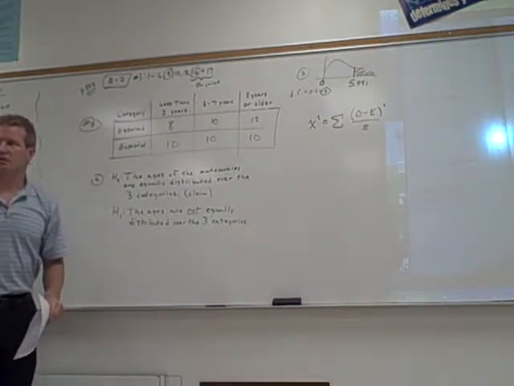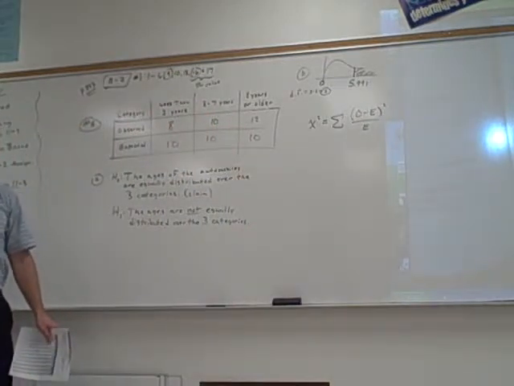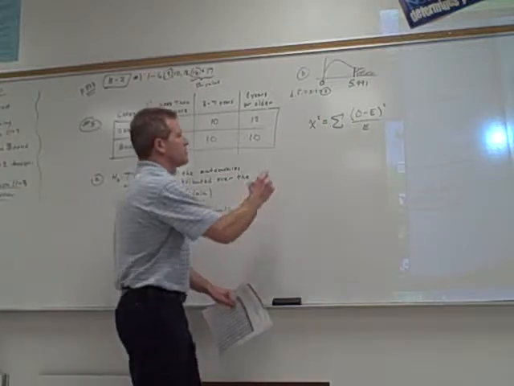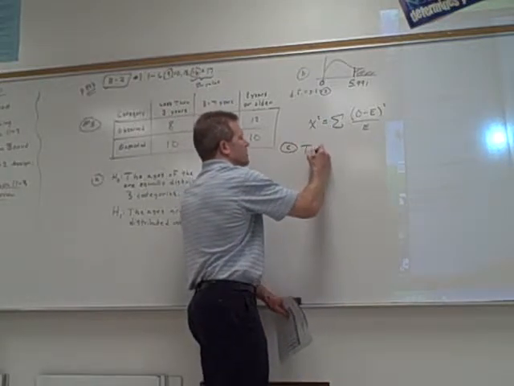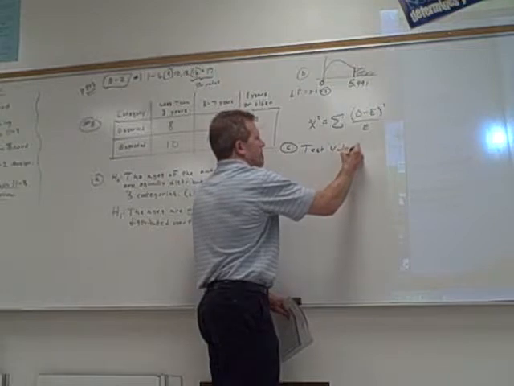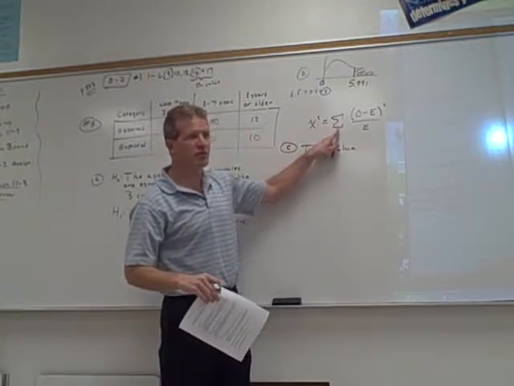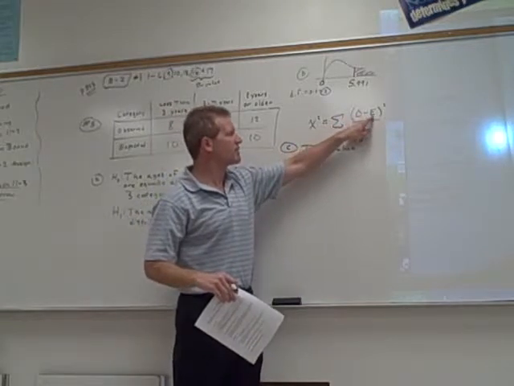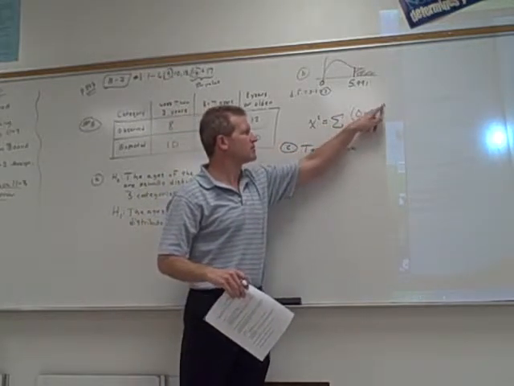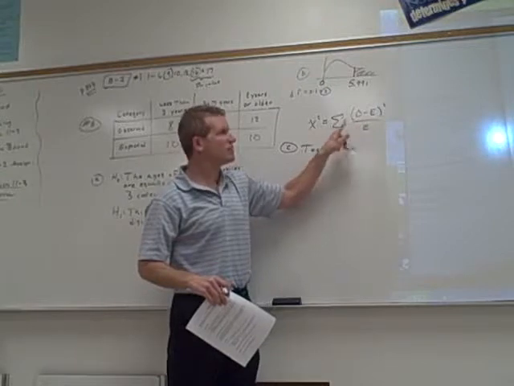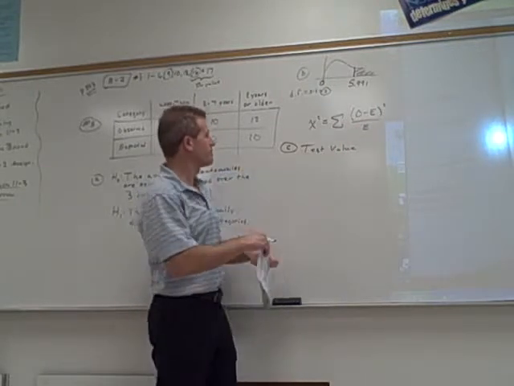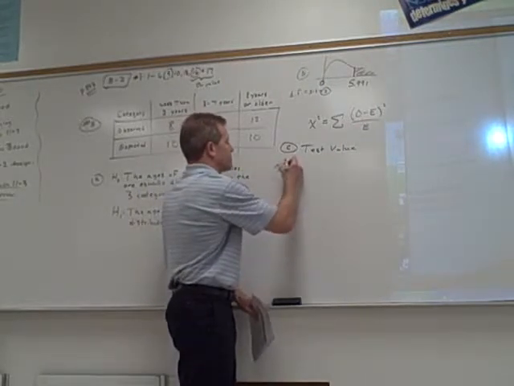Any questions so far? Third step, find your test value. Your test value is a chi-squared value, and you find it using this formula. You take your observed value minus your expected value, you square that difference, you divide by your expected value. This means you take the sum of those. It's going to look something like this.